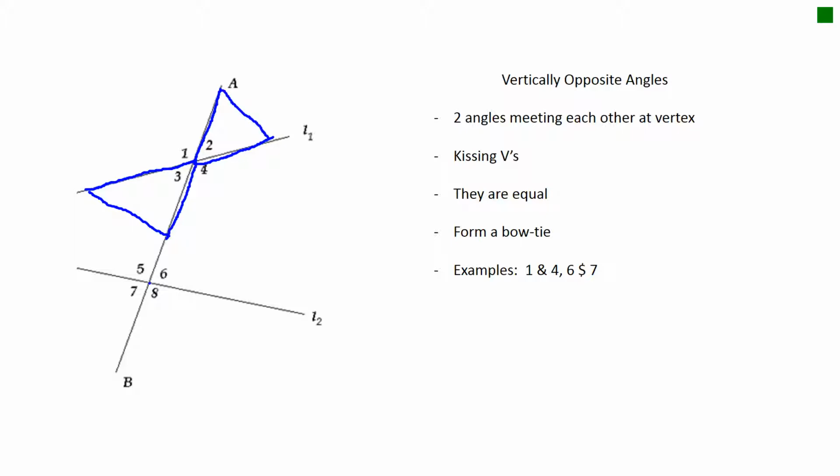Okay. So the vertically opposite angles are 2 and 3. And in this case, they are always equal. Okay, so 2 and 3 are the same. 1 and 4 are also the same. They are vertically opposite as well.